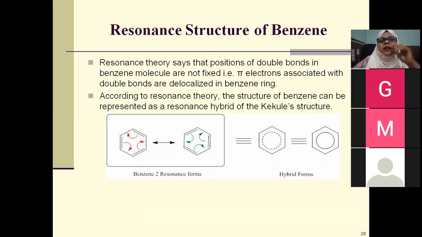According to resonance theory, the structure of benzene can be represented as a resonance hybrid of the Kekule's structures. So we always prefer to write these kinds of structures of benzene, that is hybrid forms, where we don't show the arrows and we don't show the double bonds. Instead of that, we show the single bonds.